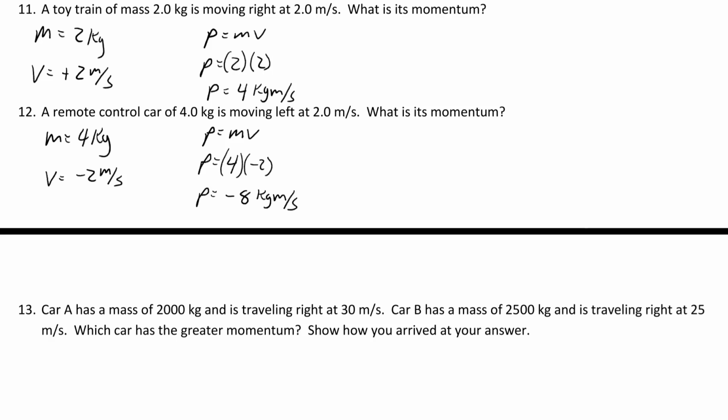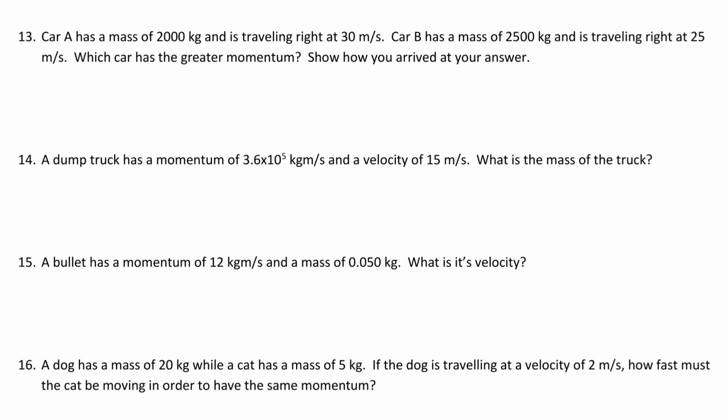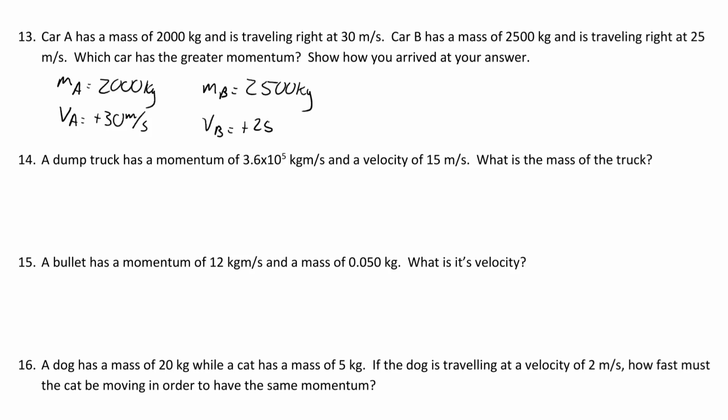That's why it's negative. Okay, number 13. Car A has a mass, so the mass of A is equal to 2,000 kilograms and is traveling to the right at 30 meters per second. So the velocity of A is positive 30 meters per second. It says car B. So now we have a different car. Car B has a mass of 2,500 kilograms, so it's more massive, and it's traveling to the right at 25 meters per second. So more mass, but less velocity. Which car has a greater momentum? Show how you arrived at your answer.